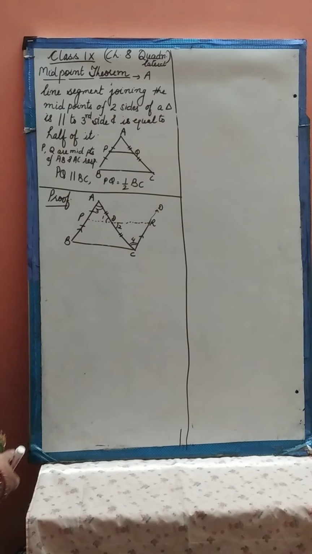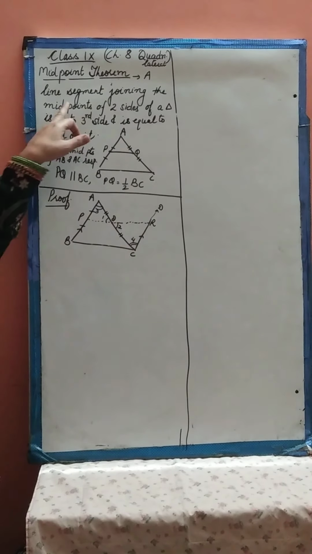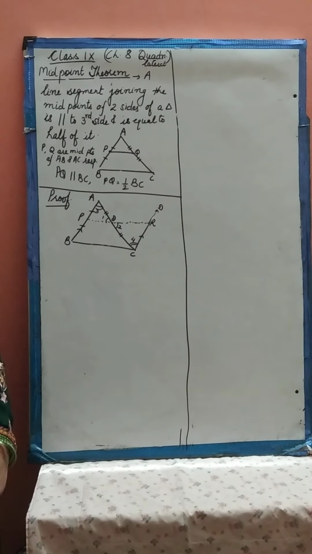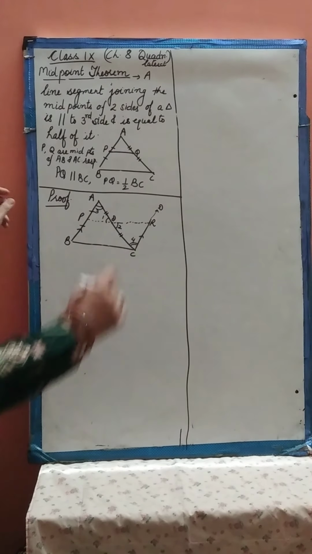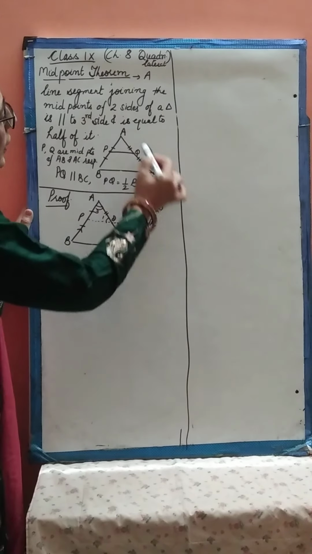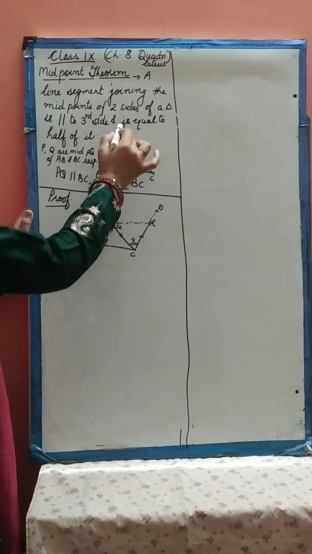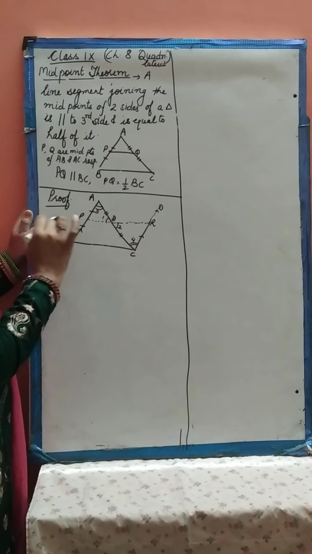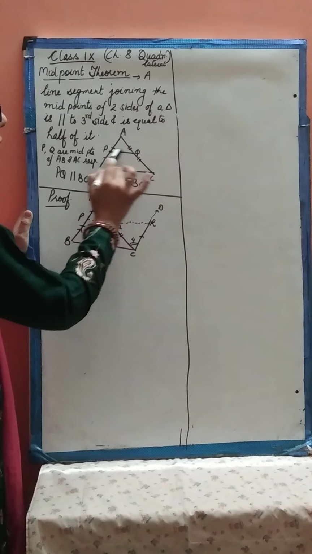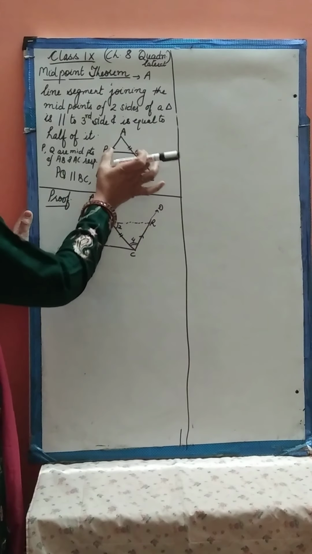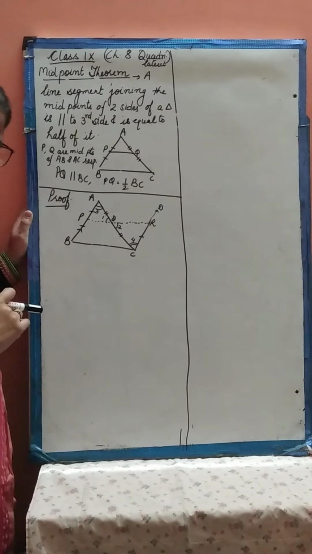What does it mean? It states a line segment joining the midpoints of two sides of a triangle is parallel to the third side and is equal to half of it. What is the meaning of this? If ABC is a triangle, P and Q are the midpoints of the respective sides AB and AC, then the line segment PQ is parallel to BC and PQ is equal to half of BC.